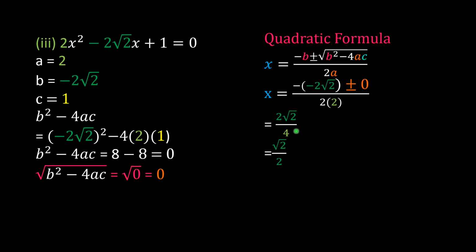So it will be 2 2's are 4, so that is root 2 divided by 2, which will be 1 divided by root 2, because this 2 can be written as root 2 multiplied by root 2, out of which 1 root 2 will get cancelled with this root 2, and what remains is 1 divided by root 2. So we say that 1 divided by root 2 and 1 divided by root 2 are the two equal roots of this quadratic equation.